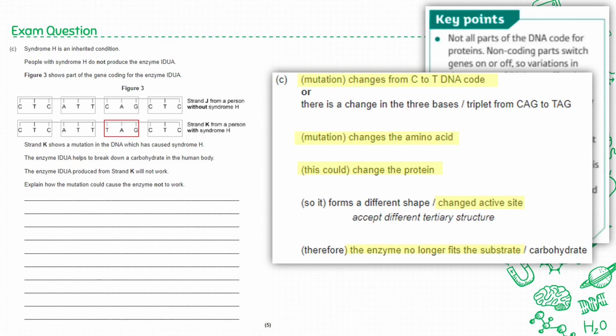There's been a mutation, a change from C to T in the DNA code. This changes the amino acid. This could, as a result, change the structure of the protein. Changing the structure of the protein could change the shape of the active site. A change in the shape of the active site might mean that the enzyme no longer fits its substrate, or the carbohydrate.